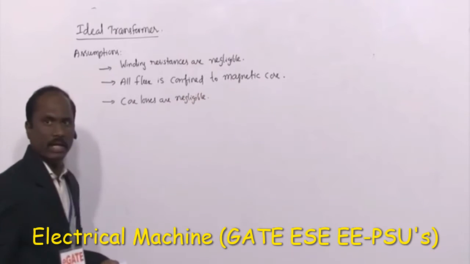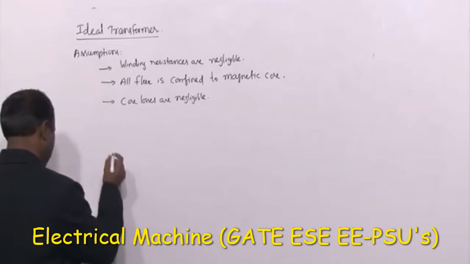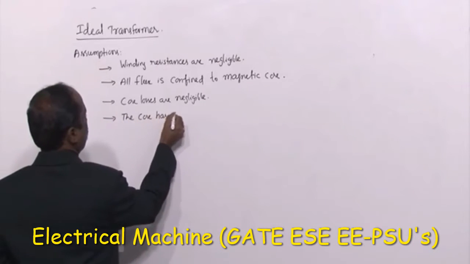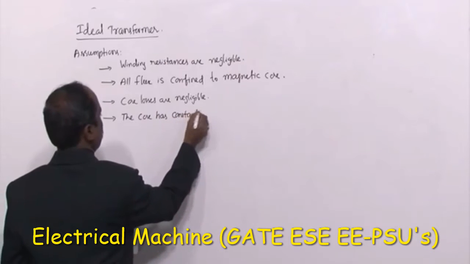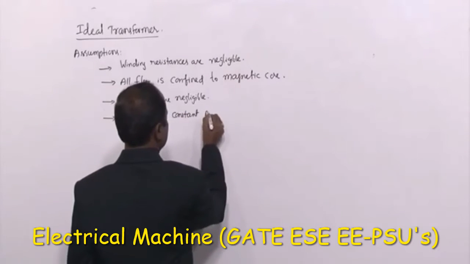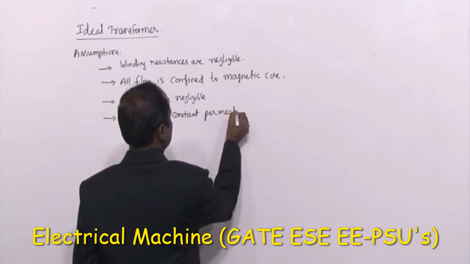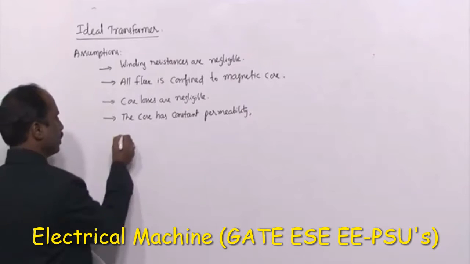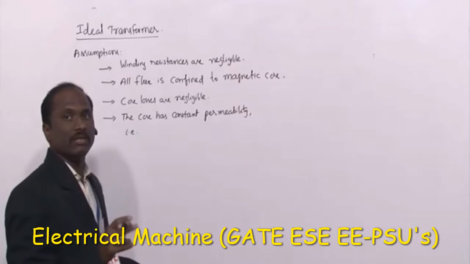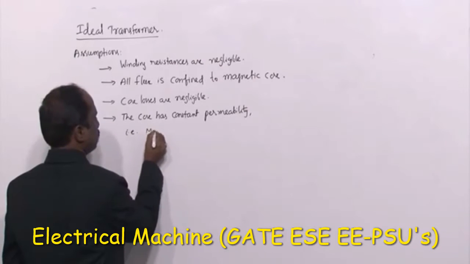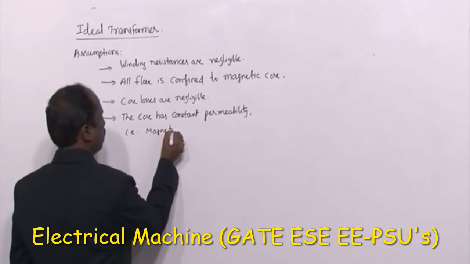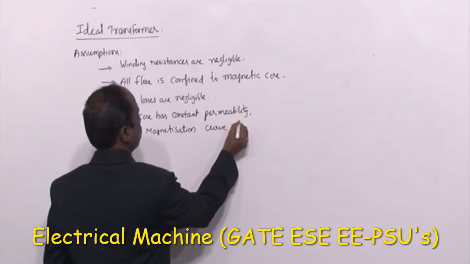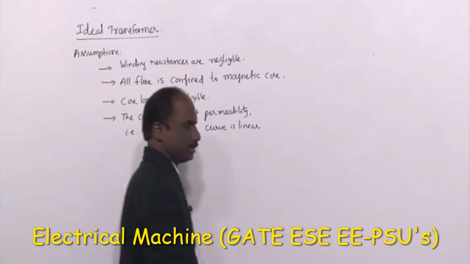Next, core losses are negligible. Next, the core has constant permeability. What does constant permeability mean? That is, the magnetization curve is linear. These are the assumptions.